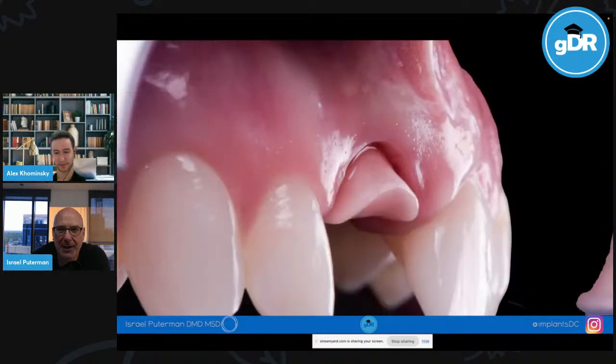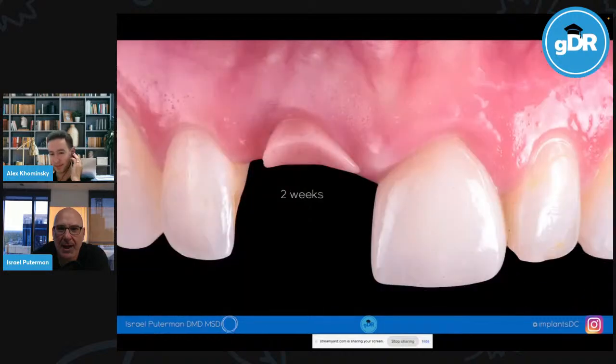Looking at it from the side, you can appreciate the flatness, the concavity that's developed, whereas it was full beforehand. And so what do we do? Well, there's an old joke. What's the difference between a good periodontist and a bad periodontist? 2 weeks. Any complication happens to any periodontist, we say, come back in 2 weeks.